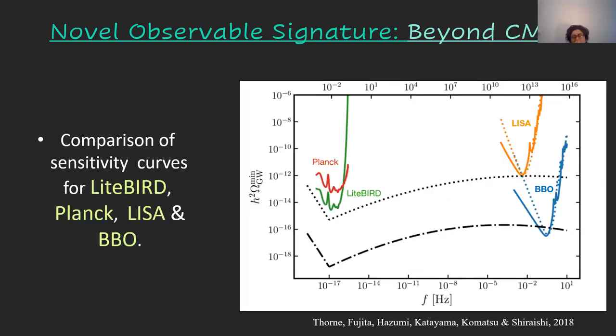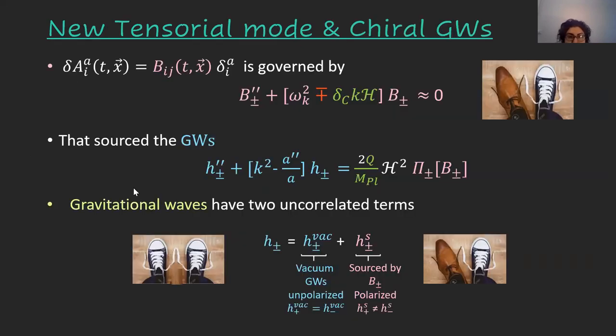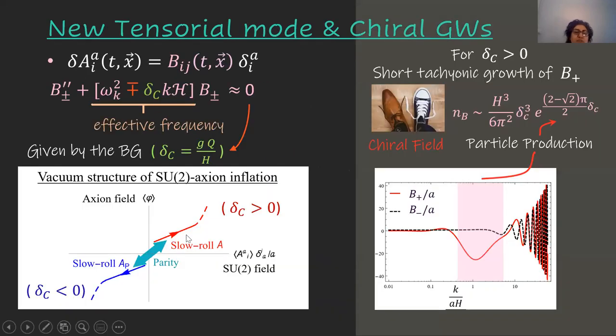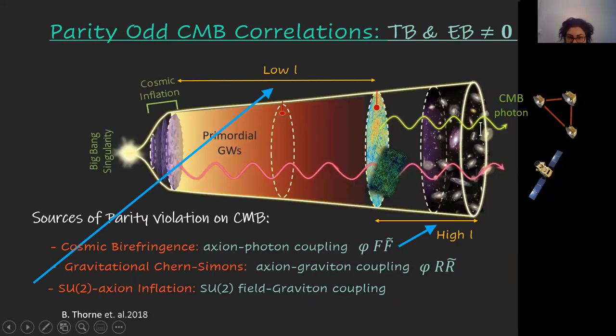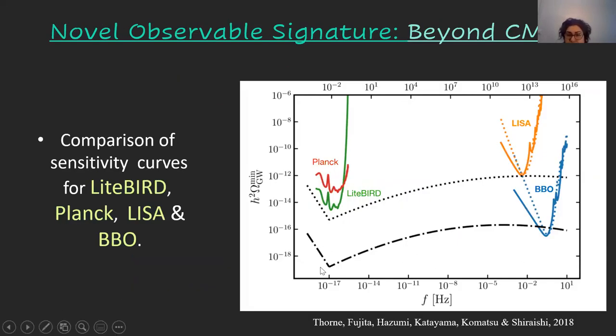But also, because these gravitational waves are blue tilted, the parameter delta C that generates them is increasing with time. So the later a mode gets out of the horizon, the more enhancement it will receive, because this enhancement is related to delta C. Therefore, these gravitational waves are blue tilted.